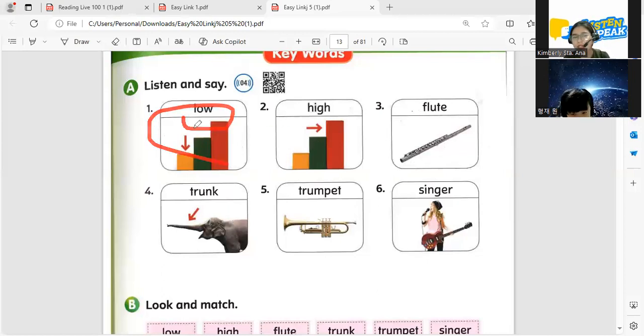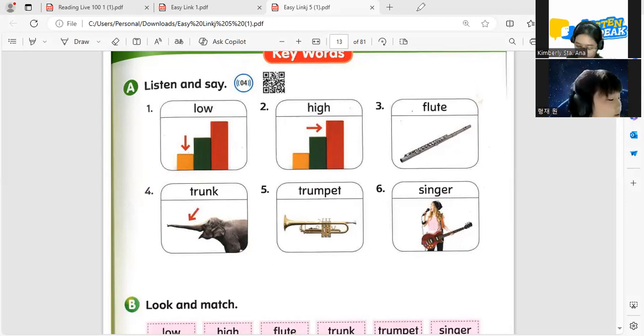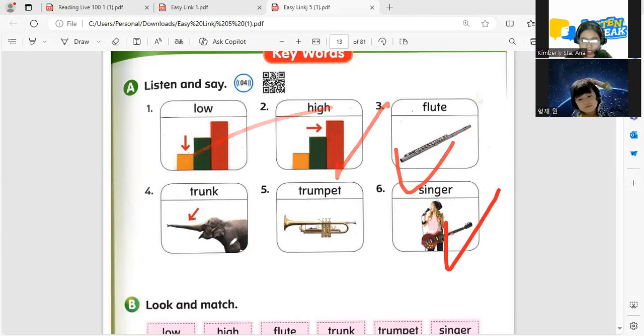So in music, we can make low and high sounds using our voice or instruments. Can you give me an instrument that can make a low sound? Drums. Oh, I'm asking you for an instrument. Drums can make low sounds, right? How about high sounds? Piano. Piano, yes. Can you say piano can make high sounds? Piano can make high sound. Very good. That's amazing.